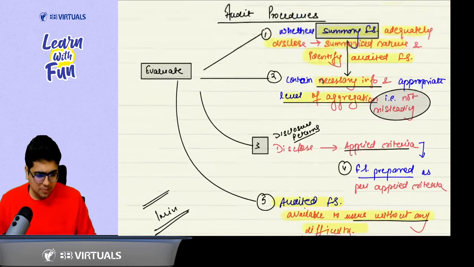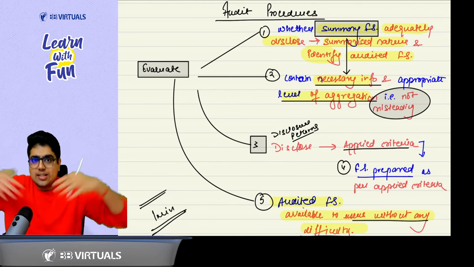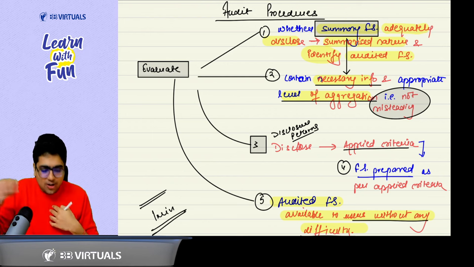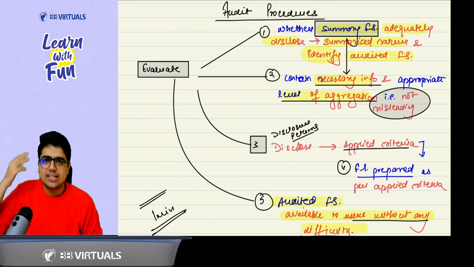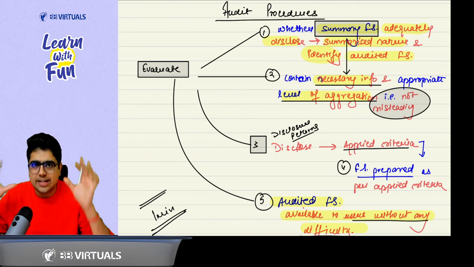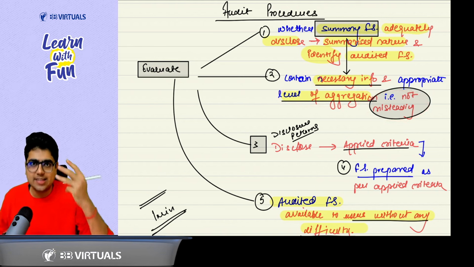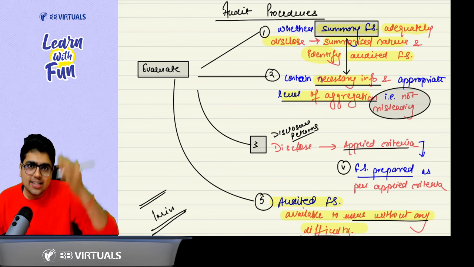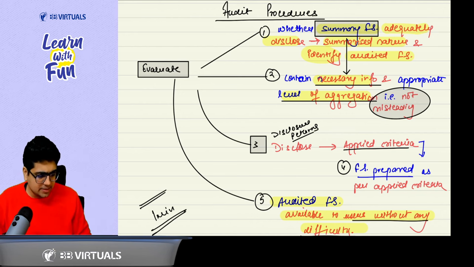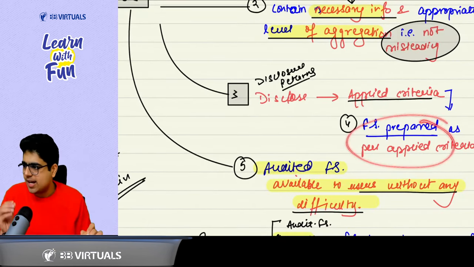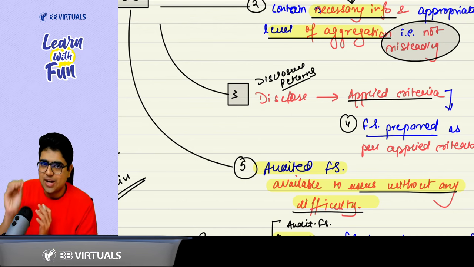So these are the 5 points you need to consider. Whether the summary financial statements disclose that they are summary financial statements, and also give reference to the audited financial statements. Second point, even though they are a summary, they have given proper details of the information, proper level of aggregation so that they are not misleading. Third point, disclosure of the applied criteria, then evaluate whether the financial statements have been prepared as per the applied criteria. And last point, audited financial statements are available to the users without any difficulty.